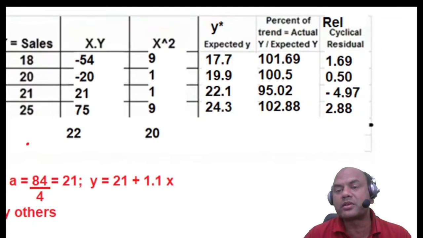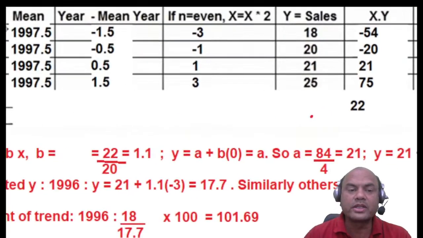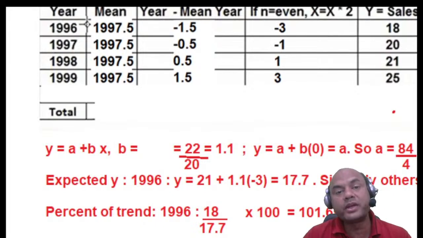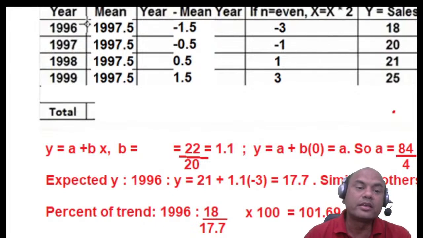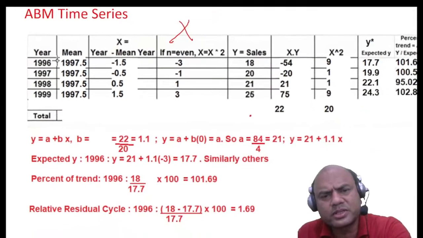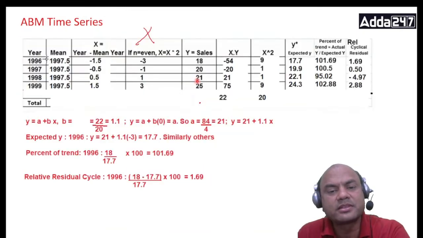Similarly from the second method also: 1.69, 0.5, 2.88 and here I am getting minus 4.97. So both the methods will give you the same answer. Okay. So from here you can say that this year 1998 was, let's say, a COVID year. So that's why some difficult year. So that's why we'll have to isolate it. That's what the point is, right? And that is why we are studying this time series. Got it? Simple.